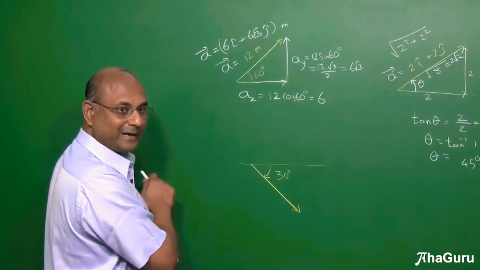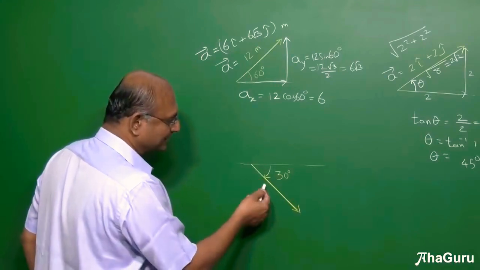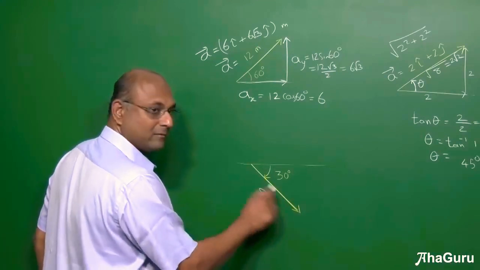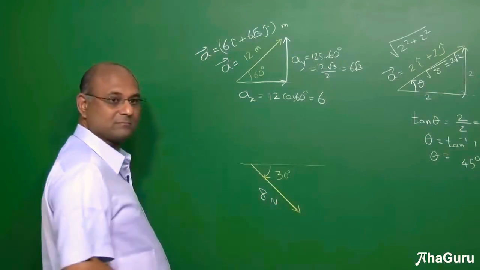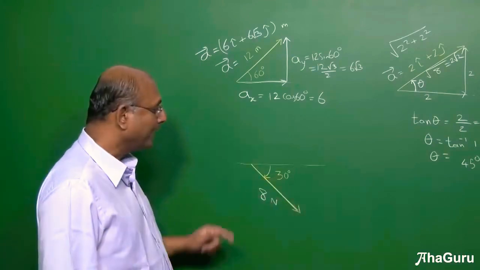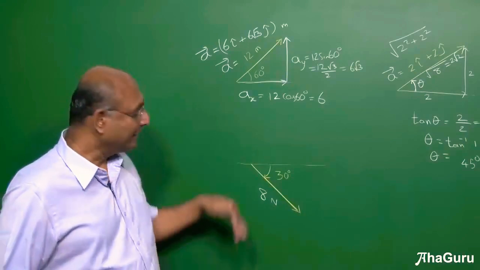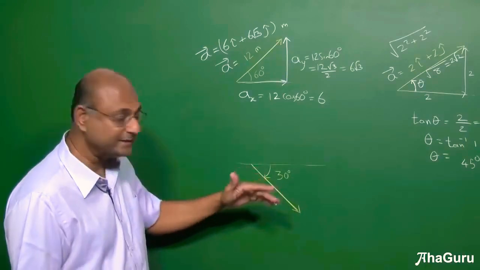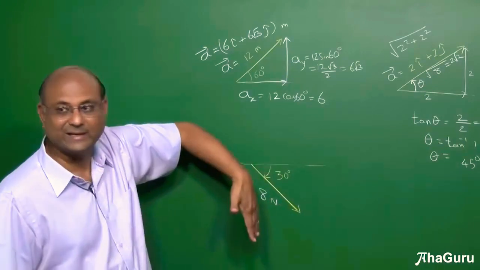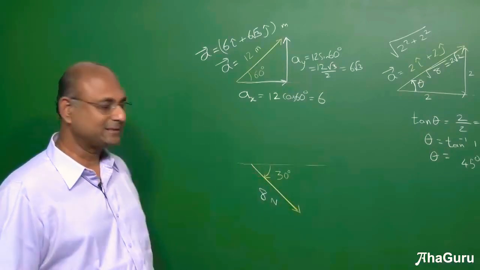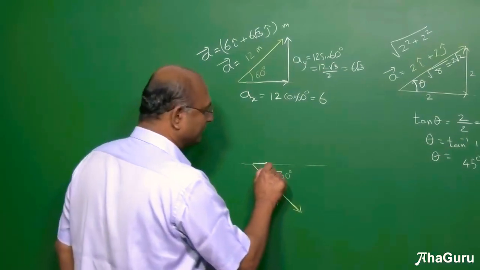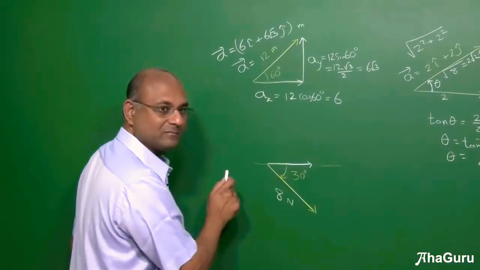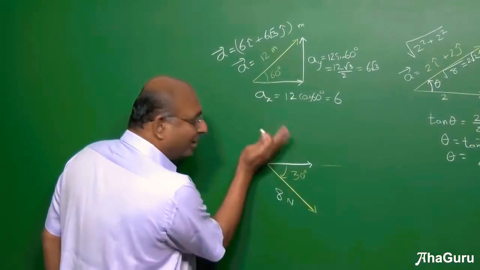Now let us take a vector like this. Let us say that this was 8 newtons. It's a force vector, and I want to write it in vector form. The force makes an angle of 30 degrees. I should be saying that it is minus 30 degrees with the x-axis, but right now let's just consider the 30 degrees. How much is this? 8 cos 30.